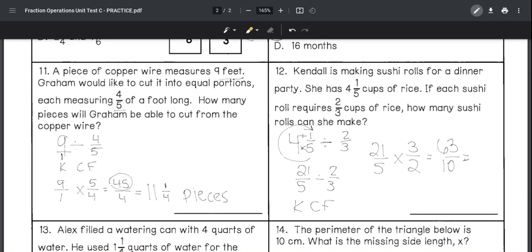Improper fraction, do not keep that. How many 10s can we fit into 63? 6 of them. 10 times 6 is 60, so we will have 3 pieces left up top, and keep your denominator. So she can make 6 and 3/10 sushi rolls. She can make 6 full sushi rolls.